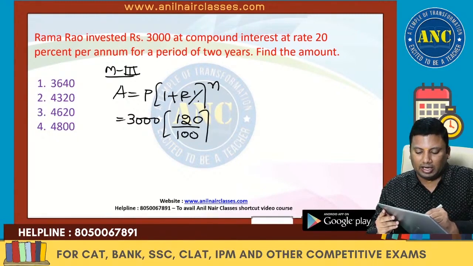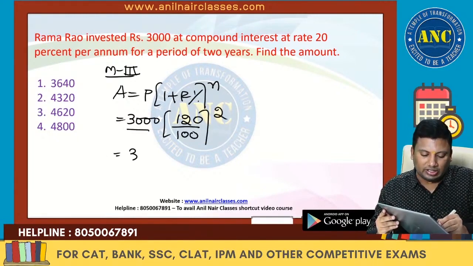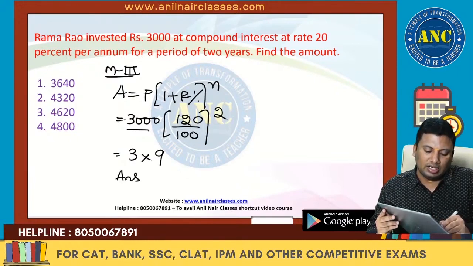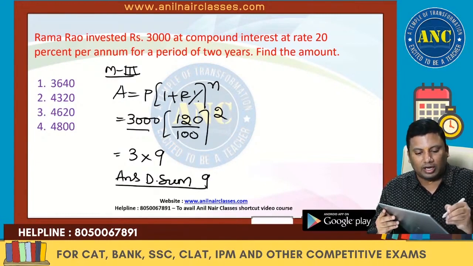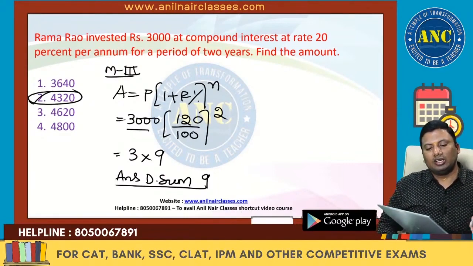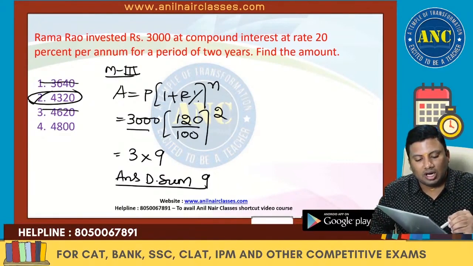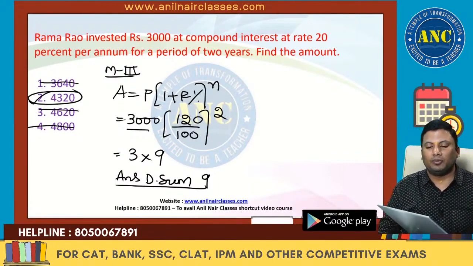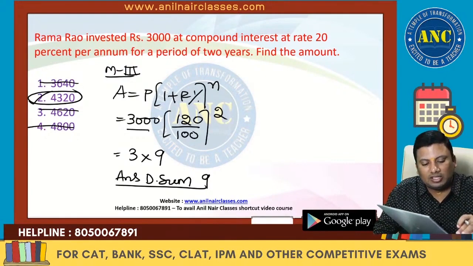120 by 100 power 2. Here you don't need to do it. It is 3, 1 plus 2 is 3. 3 square is 9. The answer digital sum should be 9. So the answer is 4320. This is not possible, not possible. I hope this problem is clear to you.